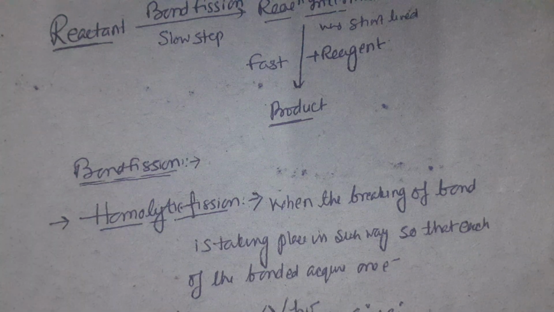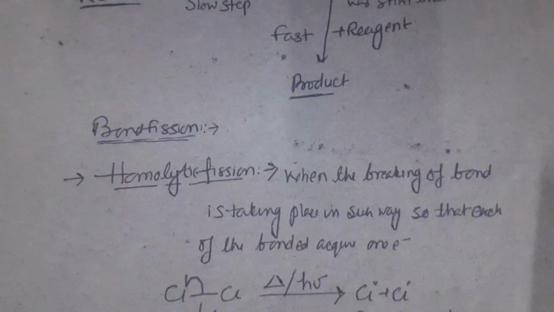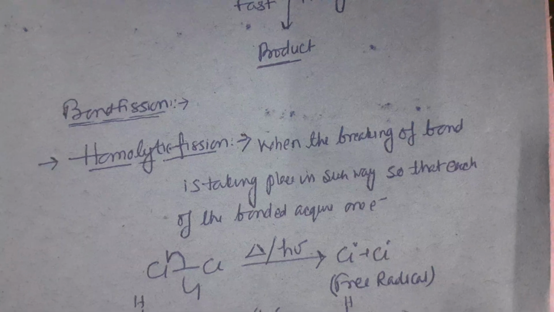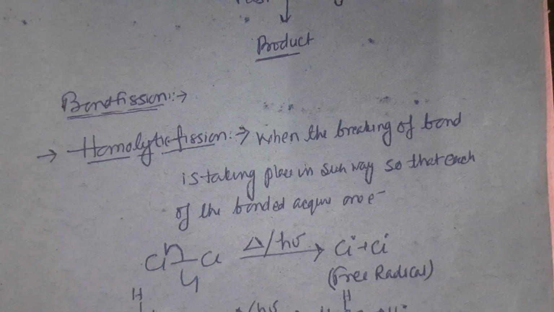The first one is homolytic bond fusion and the second one is heterolytic bond fusion. Now we'll discuss what is the meaning of homolytic bond fusion. In such type of bond fusion, the breaking of bond takes place in such a way so that each of the bonded atom acquires one single electron.